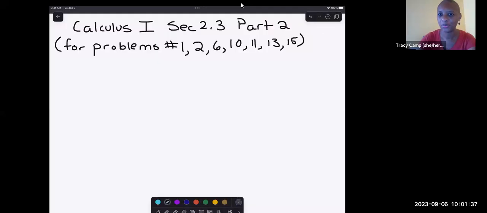This is part 2 of section 2.3, and this will help you. The information we talk about right now will help you with problems 1, 2, 6, 10, 11, 13, and 15 in section 2.3. These problems all have to do with the other trig functions.